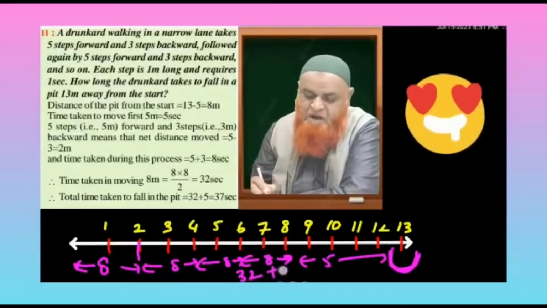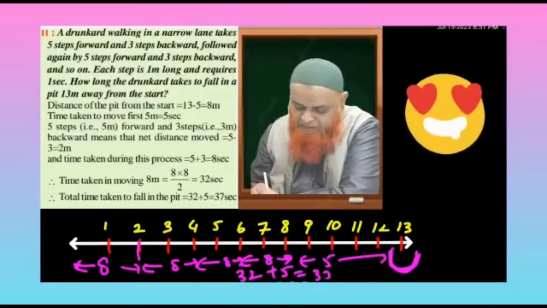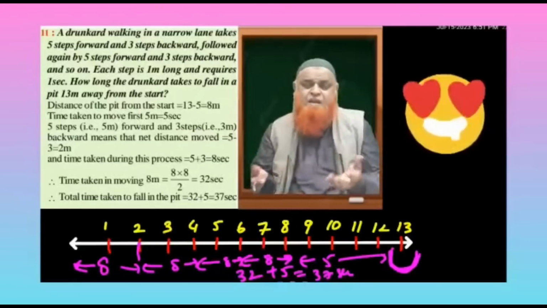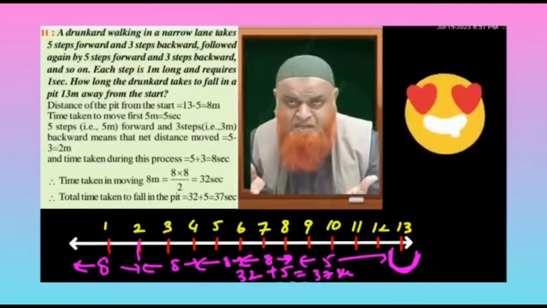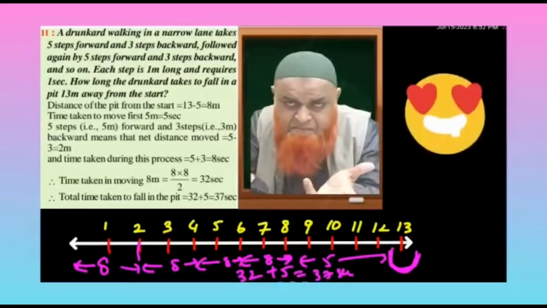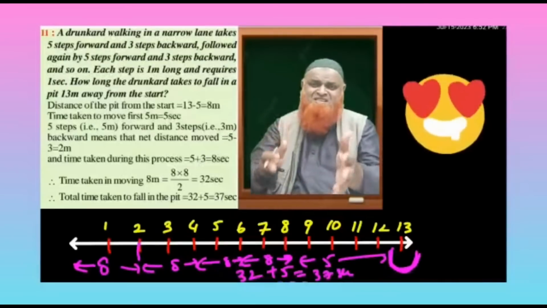That's it. So the smart way is 32 plus 5. That's it, 37. 37 seconds he takes. For this type of problem, you are taking so much of a headache that you are also becoming a drunkard. Thank you very much. Have a nice day.